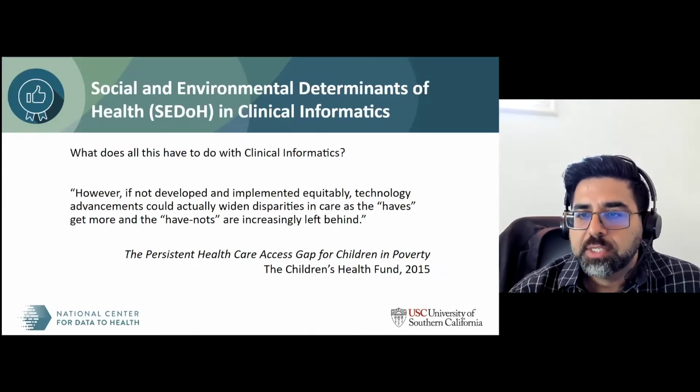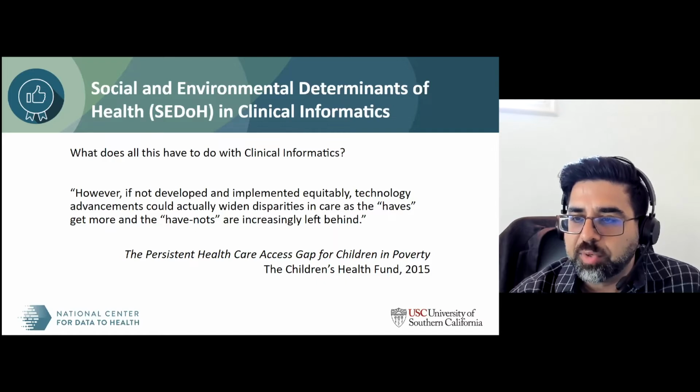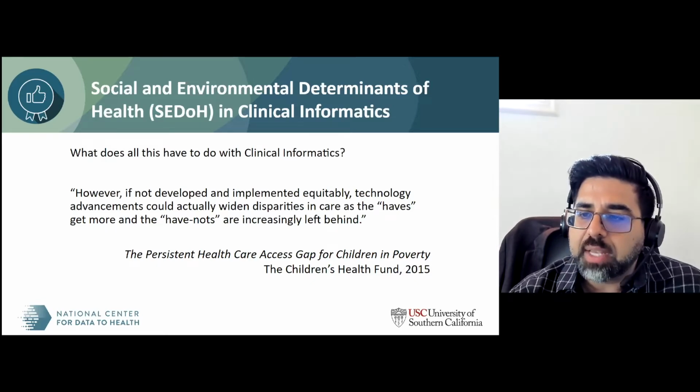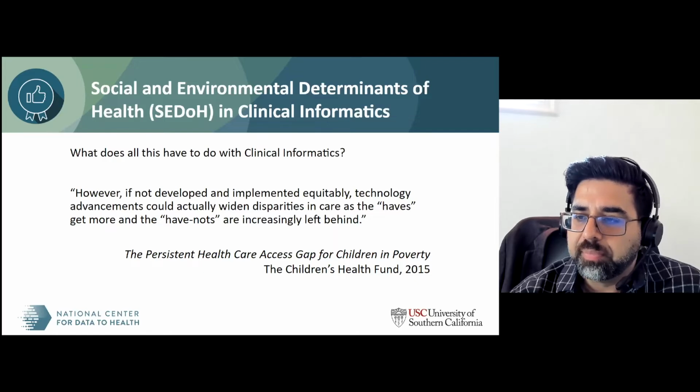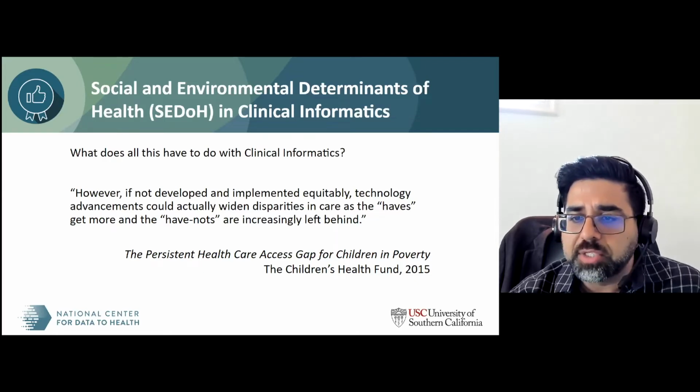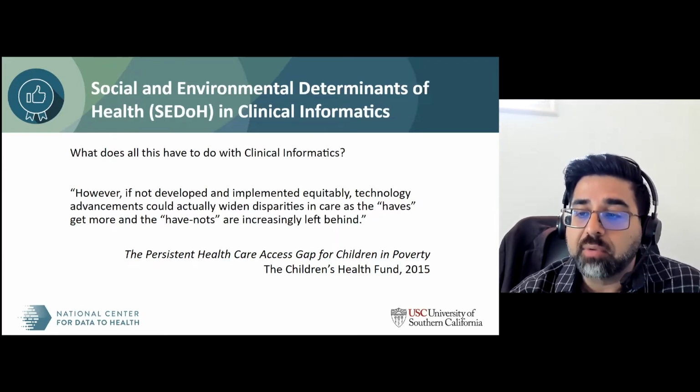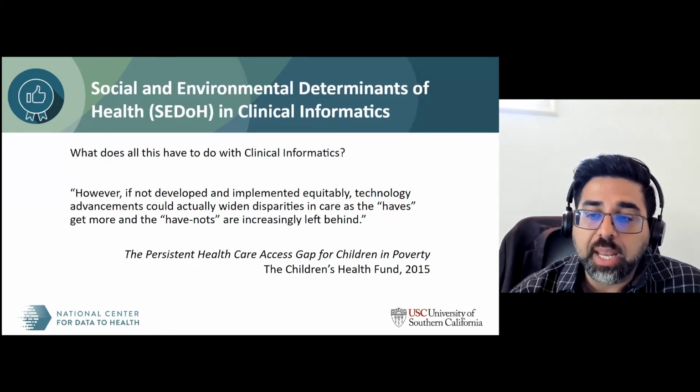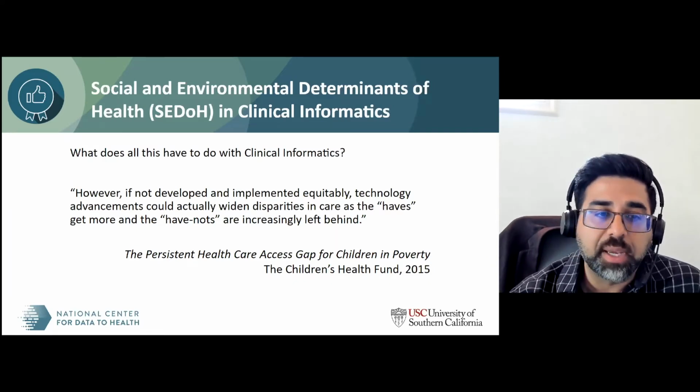Okay, so you're hearing from me, but what does all this have to do with clinical informatics? Well, basically, I'll read this quote out for you guys. If not developed and implemented equitably, technology advancements could have widened disparities in care, as haves get more and have-nots are increasingly left behind.